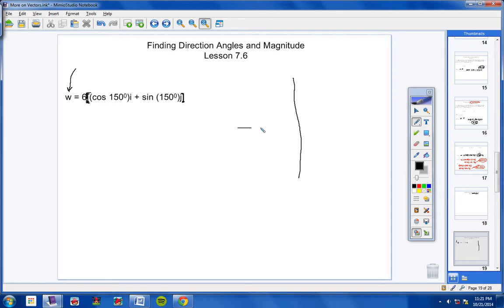It simply means that your vector is 150 degrees over. So we start here and rotate 150 degrees. So there's your vector. And you see this number outside the bracket here? That's the length of your vector, 6. So there we go. It's that easy, okay?